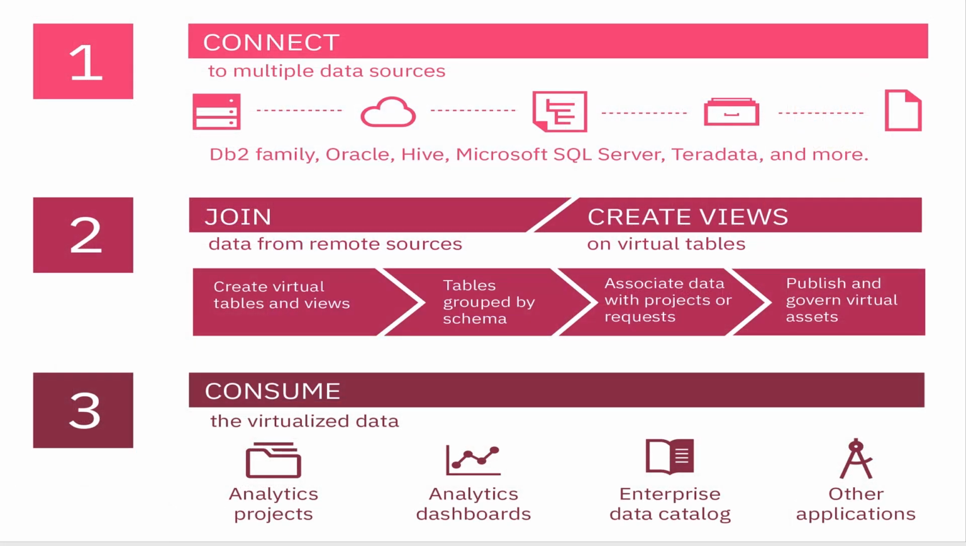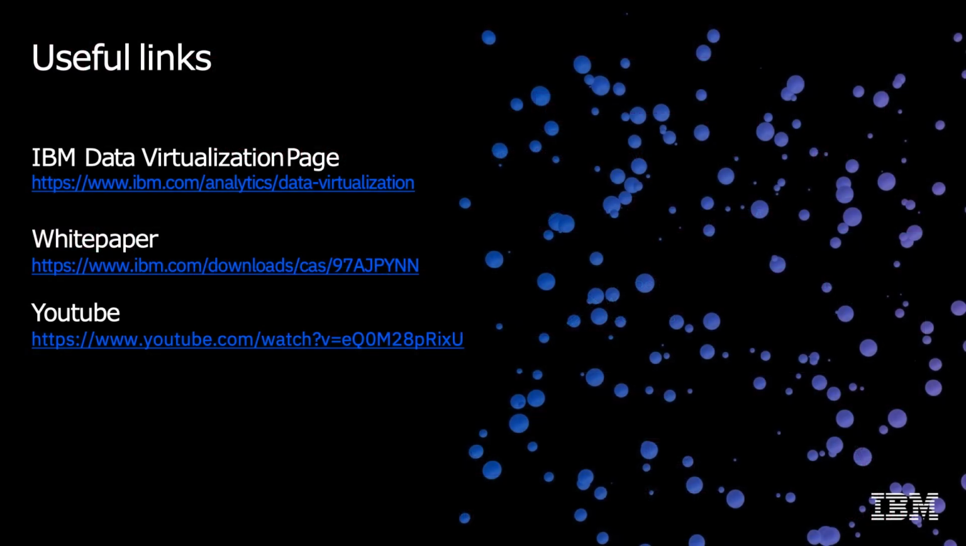In this short video, we see how easy data scientists and data engineers can collaborate to request and create virtual datasets from multiple data sources using a join filter via data virtualization. This is part of the simple workflow provided in data virtualization in IBM Cloud Pak for Data, where you can connect to multiple data sources, discover data, create and govern virtual assets, and then consume the virtualized data. For more information, visit us on the web link shown here.